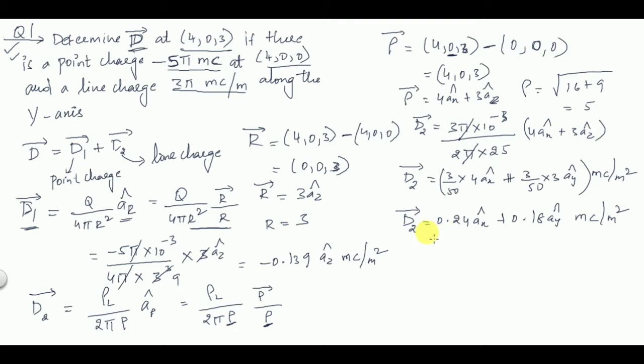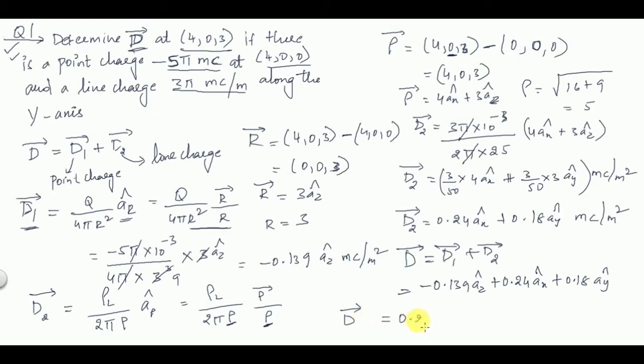Okay, so this is how we can find the D bar for a line charge. The total flux density is the sum of the individual flux densities due to the point charge and the line charge. So it will be minus 0.139 a_z cap plus 0.24 a_x cap plus 0.18 a_y cap. So the answer is D bar equals 0.24 a_x cap minus 0.041 a_z cap milli coulomb per meter square.